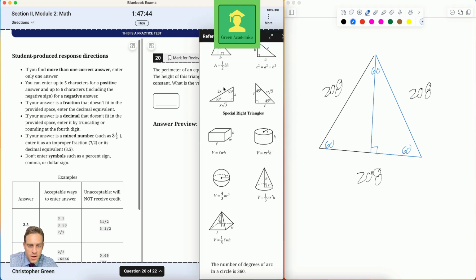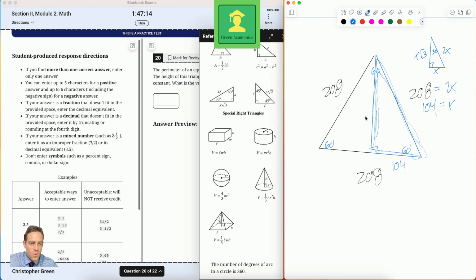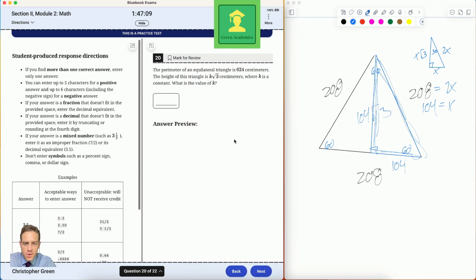So on the reference card, and I'm going to draw the reference card so that it's in the same orientation as this. Let me see if I can draw a decent picture here. It would have been, this being the 30, x and x radical 3 and 2x. So in this case, 2x is 208. So x is 104. This is 104, and this is 104 radical 3. Let's go back to what the question was. The height of the triangle is k root 3. Yeah, the answer is 104.